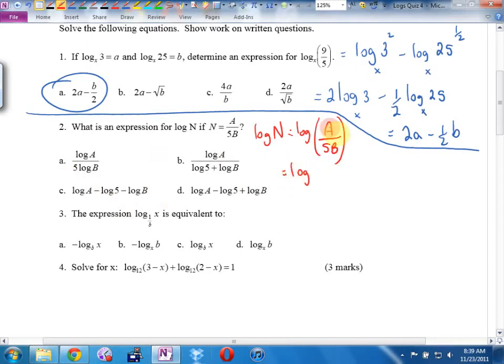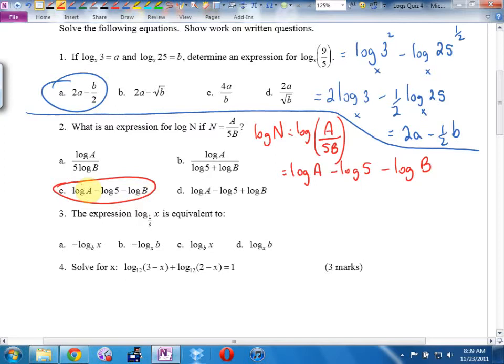On top means what? Positive. On the bottom means what? Because when we reversed it, we said positives on top, negatives on the bottom. Reversing it is, if it is on top, it'll be positive when you pull it out of the log. If it is on the bottom, it'll be negative when you pull it out. So it's going to be log A minus log 5 minus log B. And, oh, C.